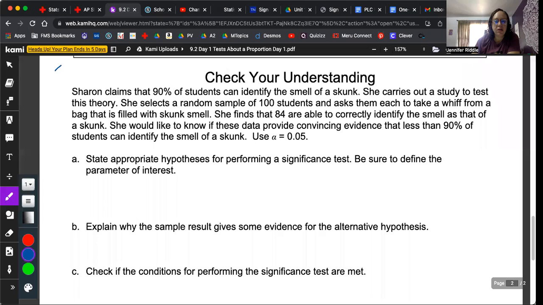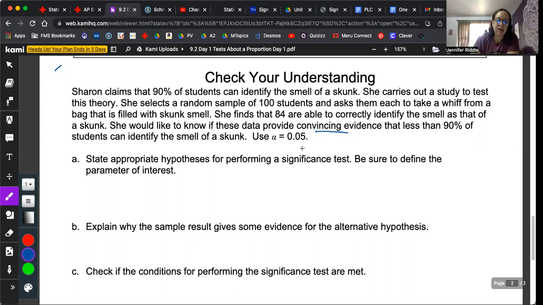All right, let's go over today's Check Your Understanding. Sharon claims that 90% of students can identify the smell of a skunk. She carries out a study to test this theory. She selects a random sample of 100 students and asks them each to take a whiff from a bag that is filled with skunk smell. She finds that 84 are able to correctly identify the smell as that of a skunk. She would like to know if these data provide convincing evidence that less than 90% of students can identify the smell of a skunk. Use alpha equals 0.05.